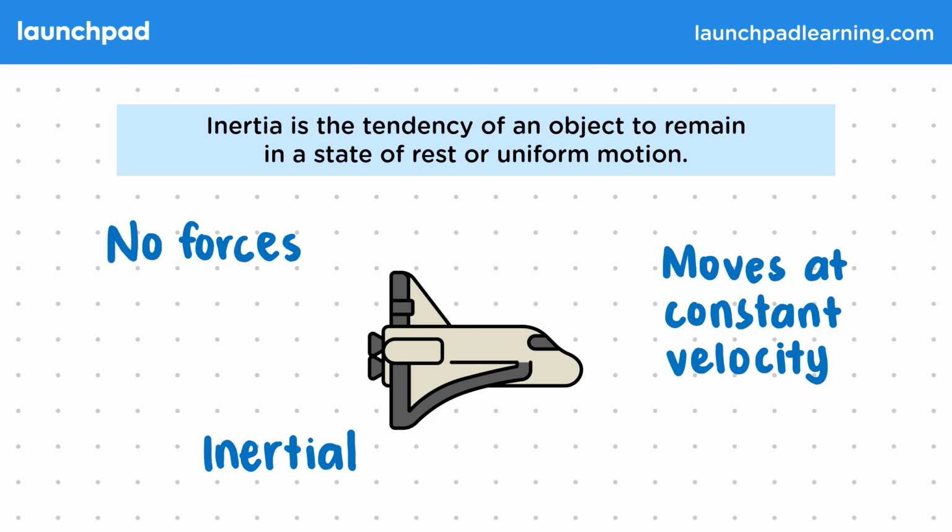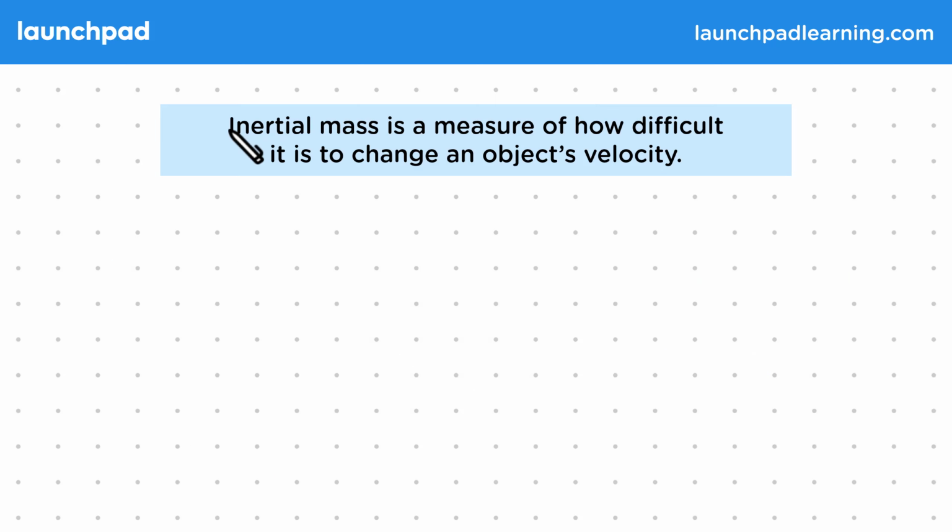But there's another definition we need to know that involves this idea of inertia. Let's take a look at it. Inertial mass is a measure of how difficult it is to change an object's velocity. You'll need to be able to define both inertia and inertial mass for your exams, so make sure you don't get these definitions mixed up. Let's see what this means with an example.